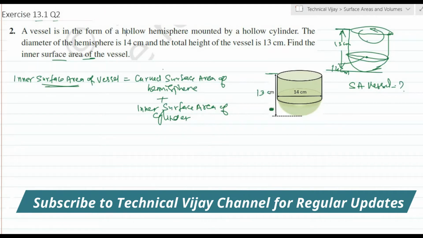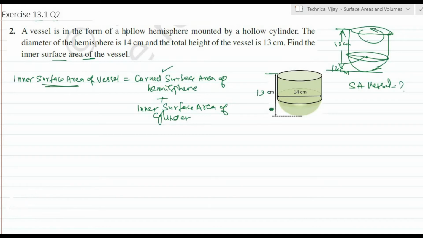So now we will find this curved surface area of the hemisphere. The curved surface area of the hemisphere is equal to 2 pi r square, because the total curved surface area of a sphere is 4 pi r square, but that is for a sphere. So for a hemisphere it will be 2 pi r square.